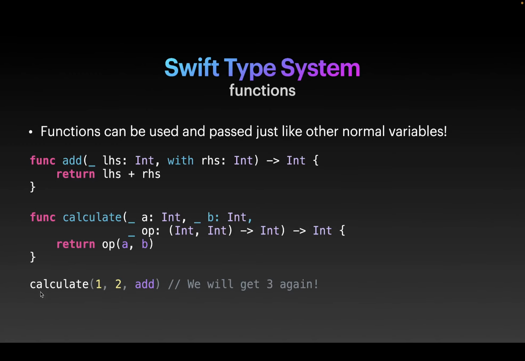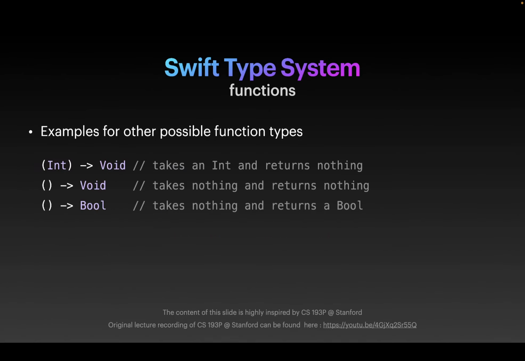Now let's take a look at how we actually call this function. So we can call calculate with 1 and 2, and pass the add function into the calculate function, okay? And we will get 3. That's how you pass a function around, okay? Now there are some examples of other possible function types. There are lots of different function types in Swift because, well, you can define whatever function you want, right? But there are some examples here.